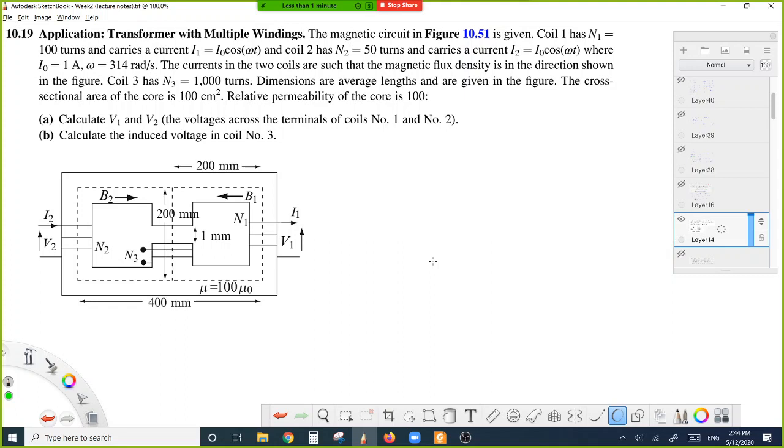So far, if you don't have questions, have a rest, maybe 10 minutes. After that, we will continue. First of all, we will continue with this problem, and after we will see other applications.